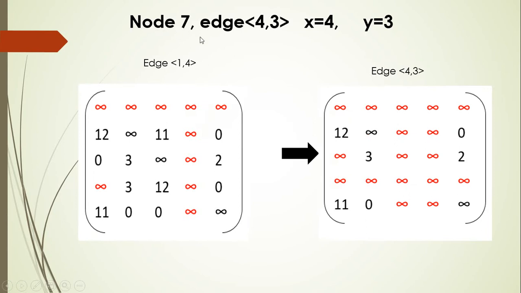For node 7, again make the fourth row, third column infinity, and also make 3 to 1 infinity, as we are not going to travel here, or we can't travel here from 3 to 1.